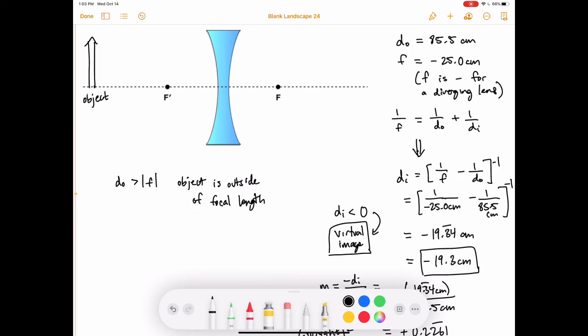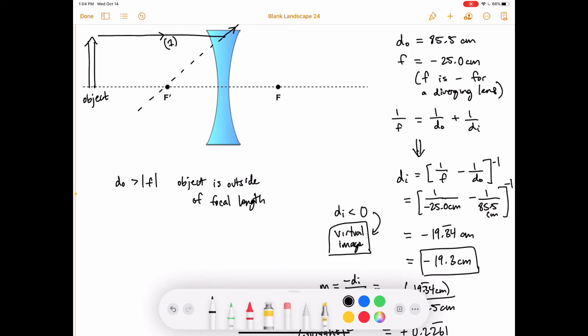Okay, next we draw 3 principal rays. The first one goes parallel to the optical axis, and then it goes out through the focus, but remember this is a diverging lens. So this outgoing ray goes like this, it diverges, but if you trace it back behind the lens, it would go through this focal point here. So this is ray number 1.